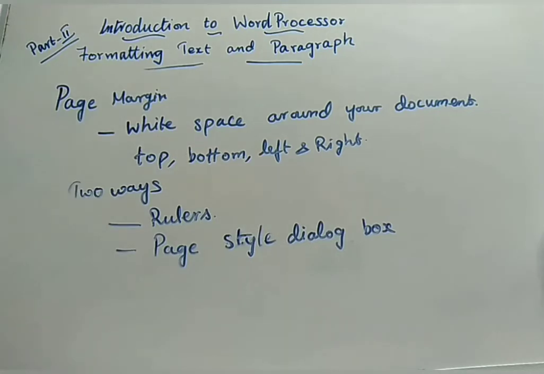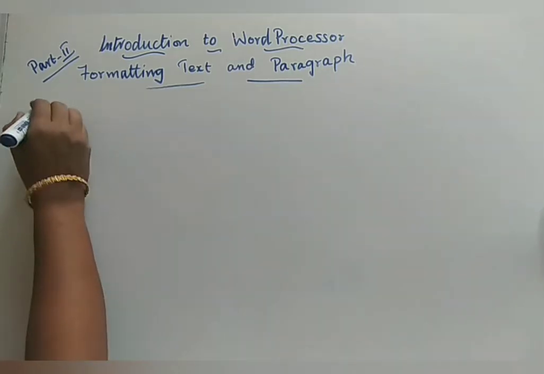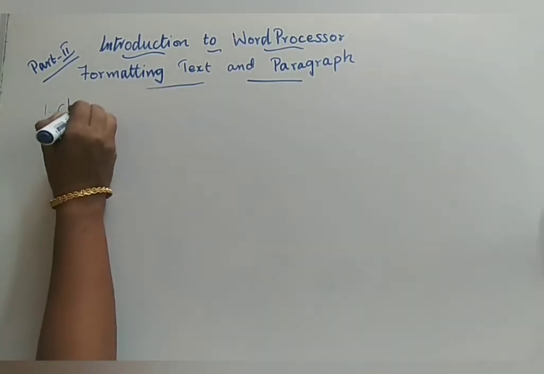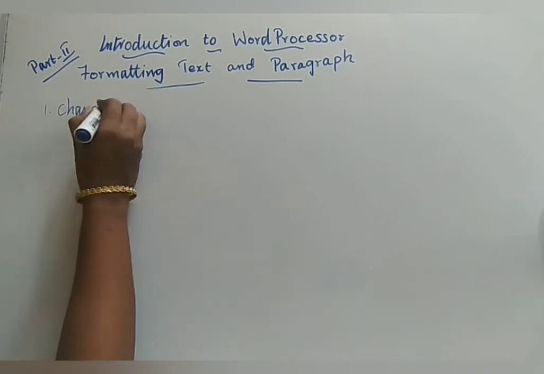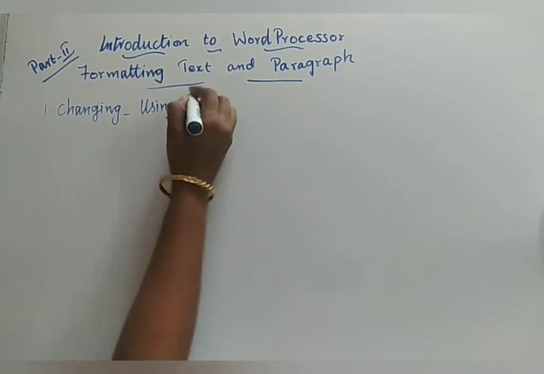In this, a dialog box will be displayed. Whatever value you are willing to set, you can set that. Okay, ma'am. Yes, we can see the two methods of how you can proceed. What the steps and procedures are in it, we can discuss now. First we can discuss how to change the margin using rulers. So the first one is changing margin using rulers. You know what a ruler is.